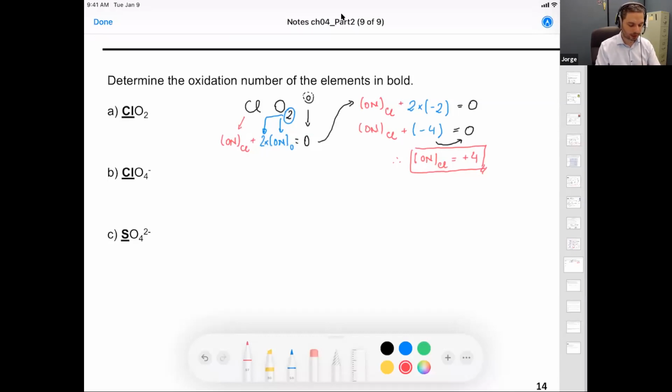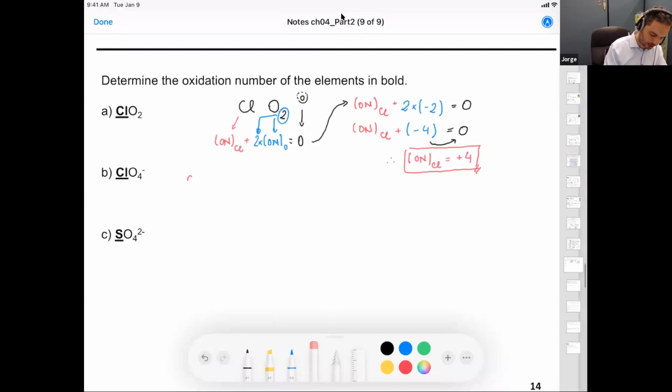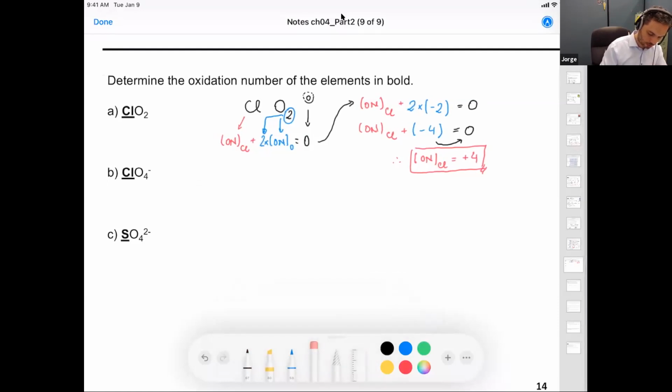Okay, let's move on to the second example here. Pay attention to the second example because there is a different thing. So we have here ClO4, and this time there is a negative charge outside of the compound, okay, right here.